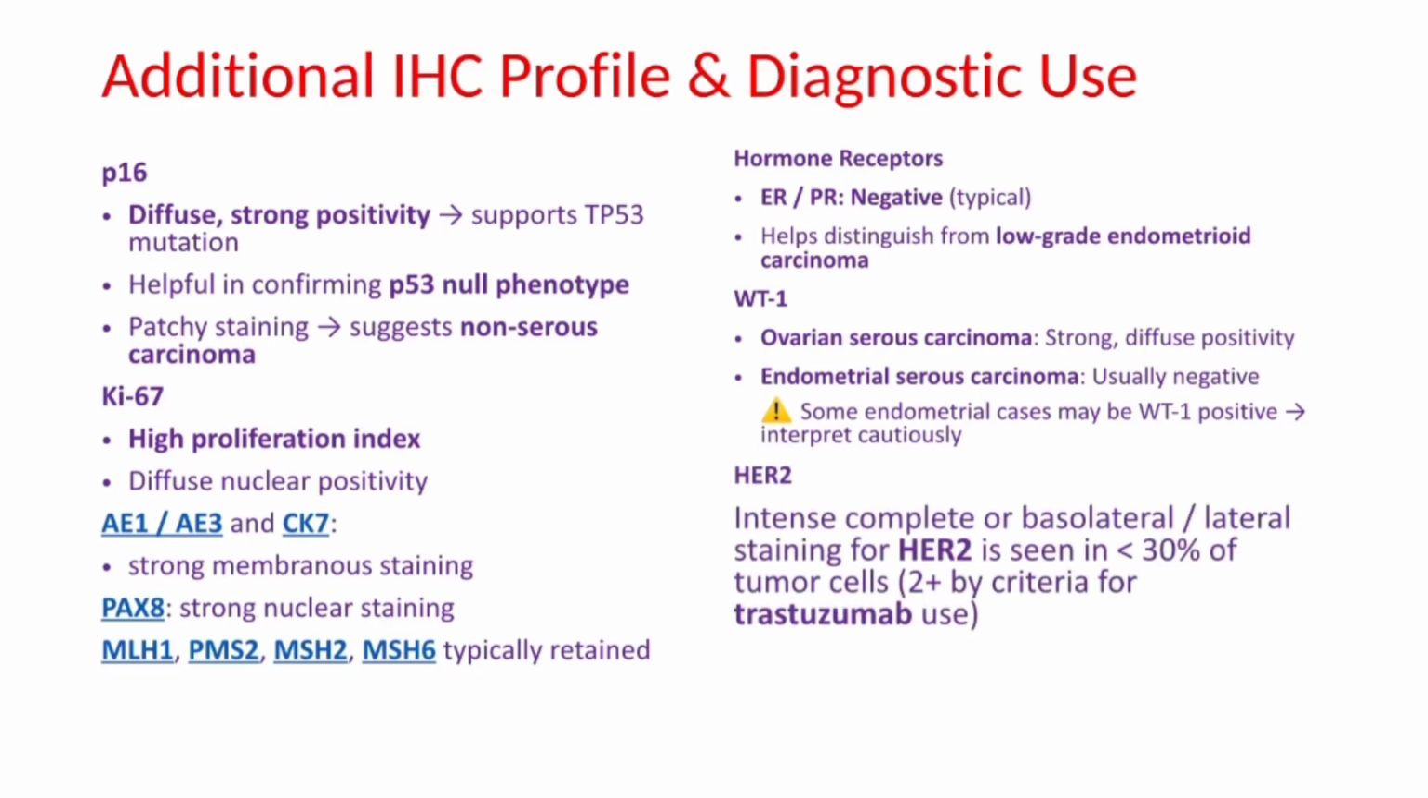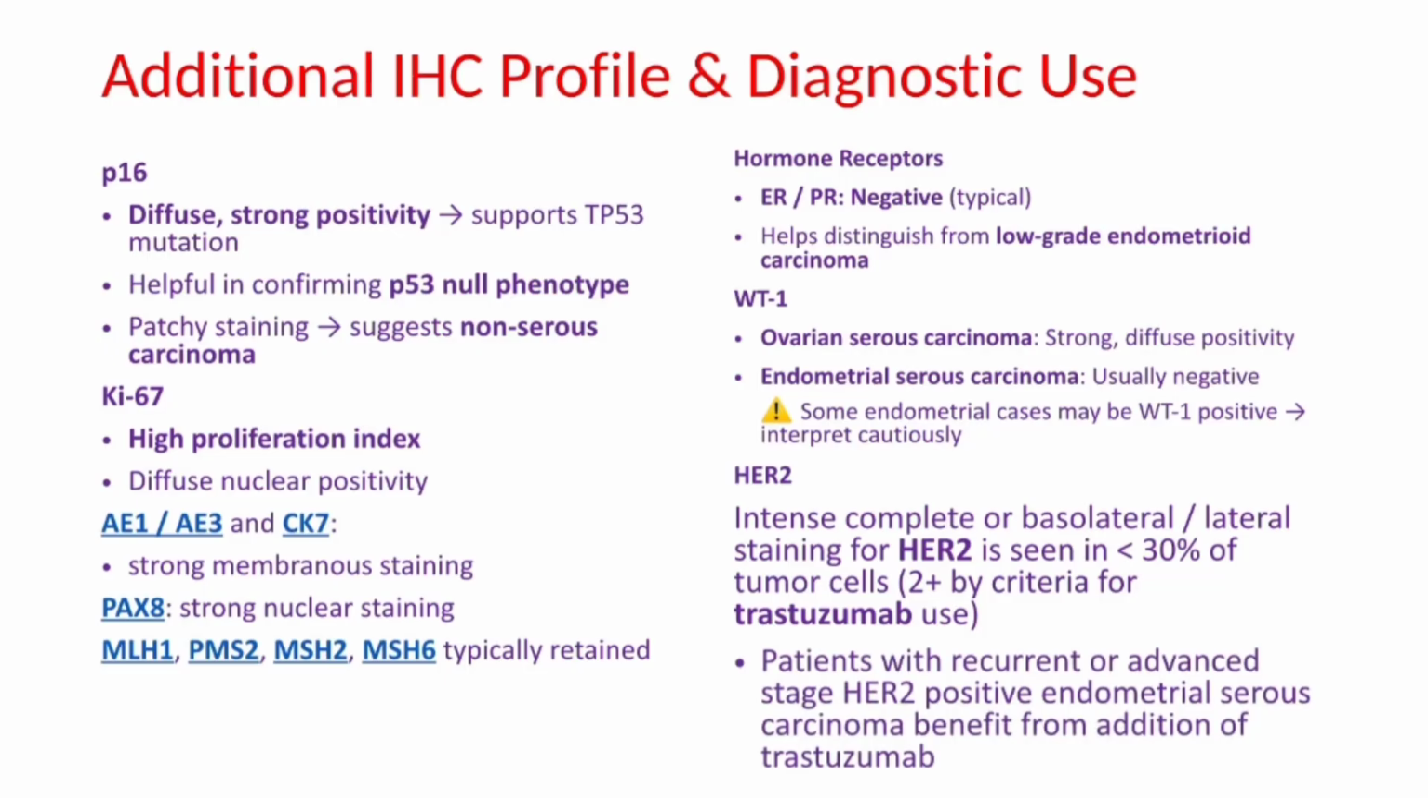Another important marker is HER2, because its expression is helpful for the treatment modality. Trastuzumab use is helpful for the patient when HER2 positive carcinoma is there. So intense, complete, basolateral or lateral staining for HER2 is seen in less than 30% of the tumor cells, and patients with advanced stage HER2 positive endometrial serous carcinoma benefit from this treatment.